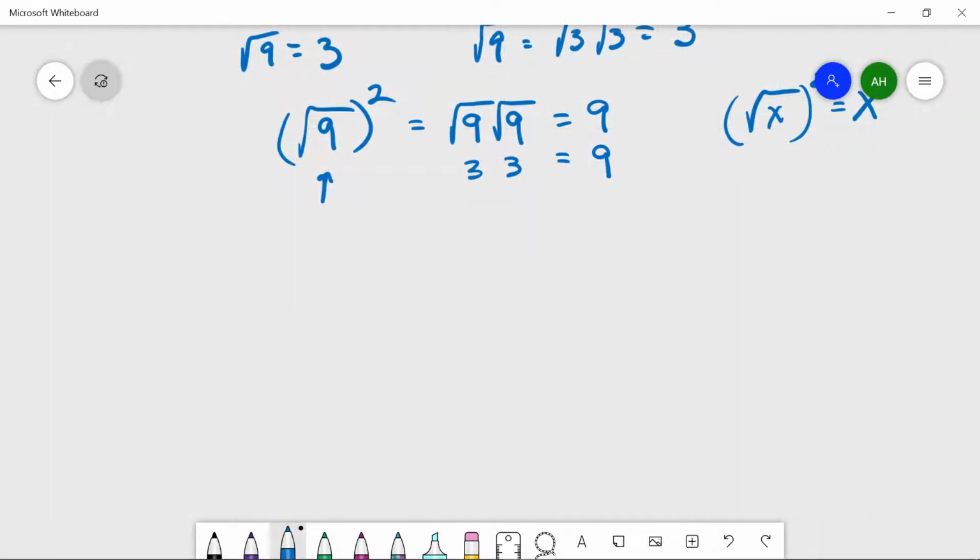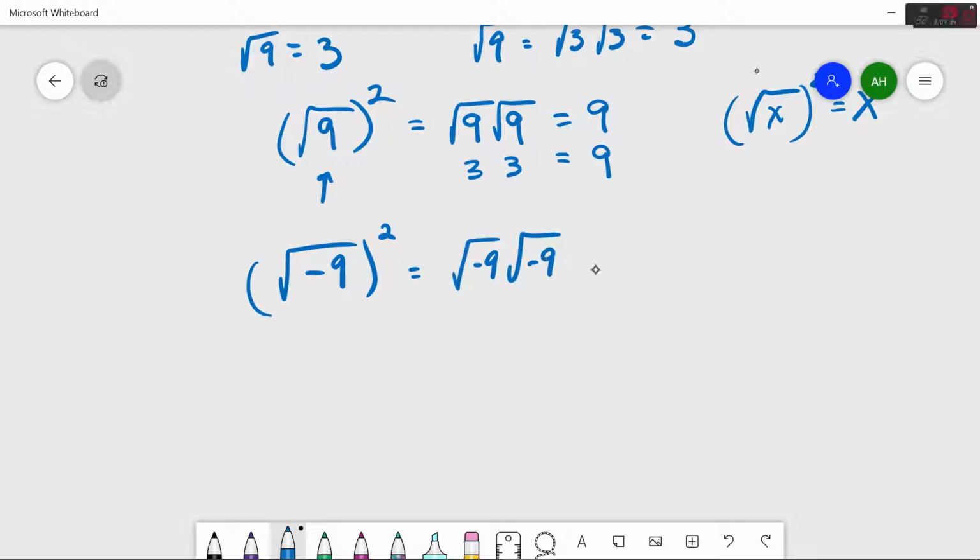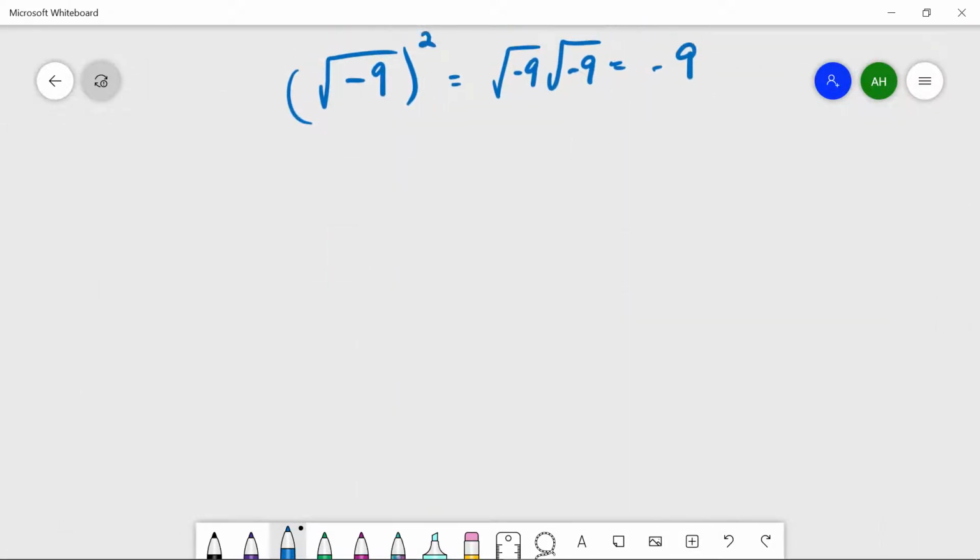So thinking along these lines, if I have -9, take the square root of that and I square it, that is equal to the square root of 9 times the square root of -9. So that's going to be equal to -9.